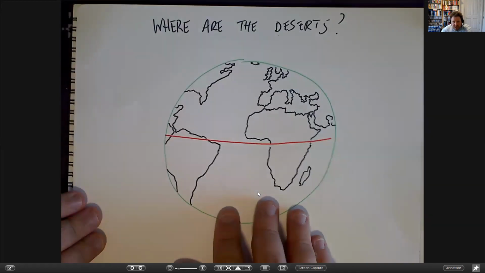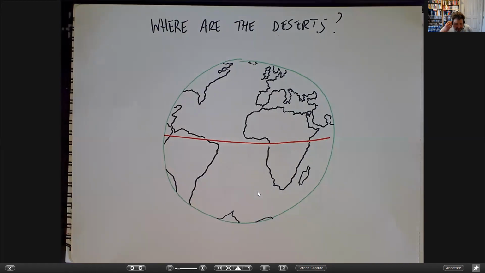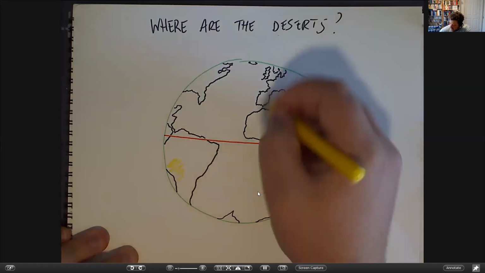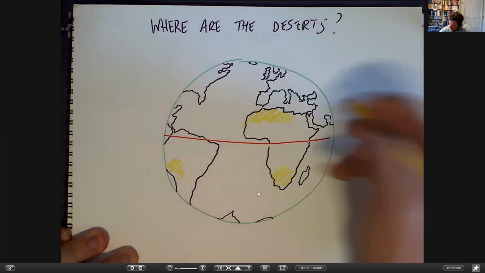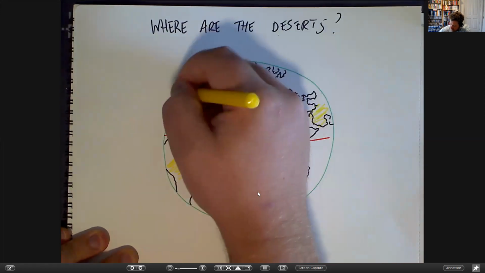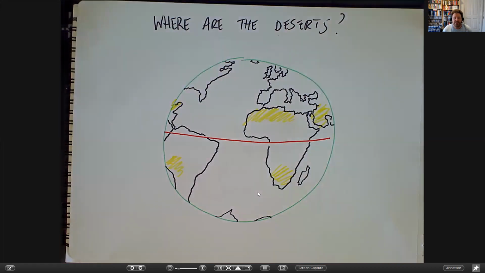Here is a little picture of the world. And where are the deserts? The deserts are kind of here-ish and here-ish and definitely here-ish, the Sahara, and definitely Arabia, and a fair bit of Mexico, and California's up here, and so forth. So we've got our deserts there. So what's going on here?